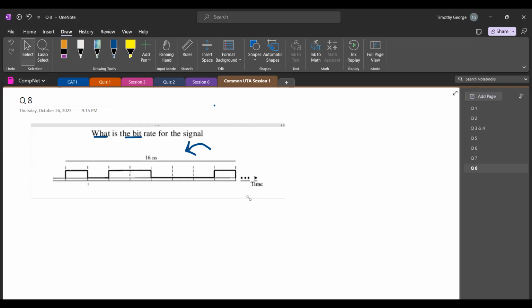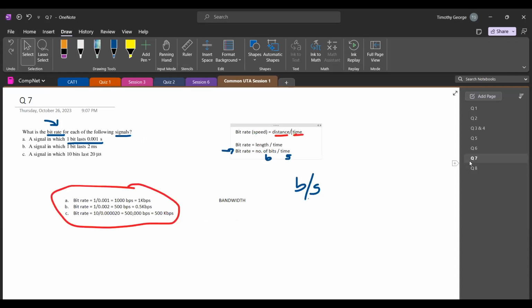So we make it a little bigger. Yeah, time is right there. 16 seconds. 16. So time equals 16 times 10 to the power of minus 9. Okay. Now what else do we need? On the previous question we saw we need the number of bits.